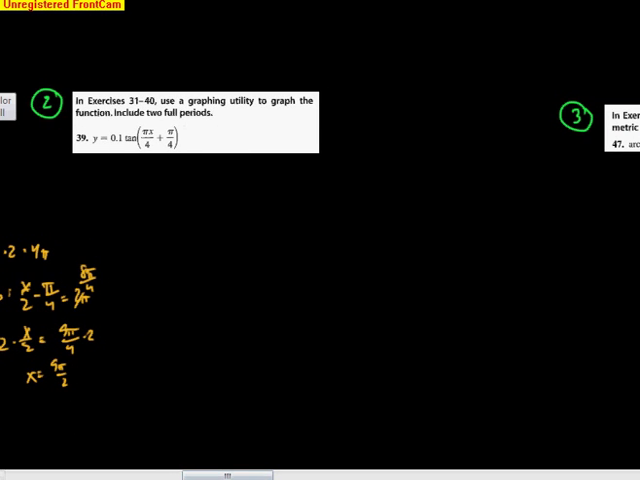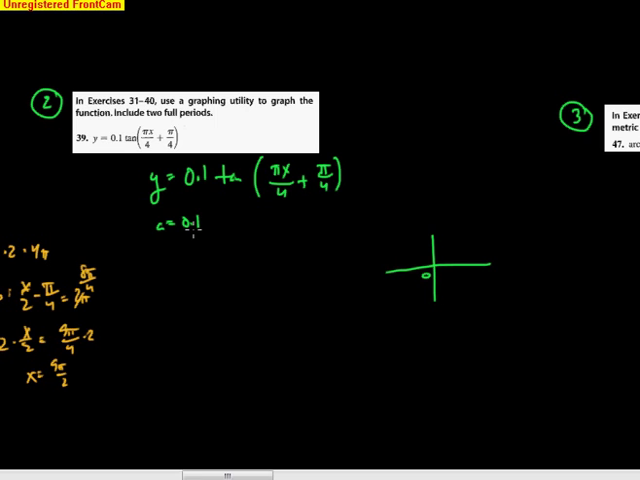Okay, next we have a tangent curve here. Okay, so we have the equation y equals 0.1 tangent of pi x over 4 plus pi over 4. So first thing I see, there's no shifting up or down, so I'm going to put the graph over here. So 0 is the midline. This amplitude, I don't want to call it the amplitude, but this 0.1, that's going to be the y values of 2 of our main points. And that is just 0.1, that's 1/10, so I'll put it there and there.